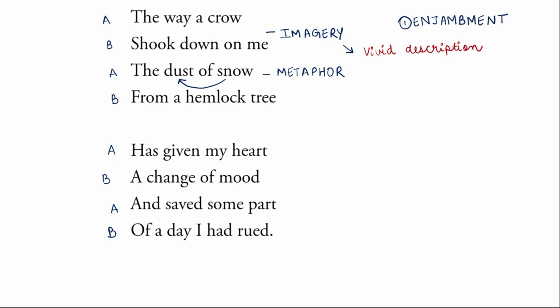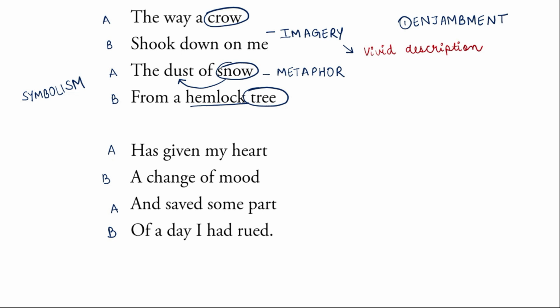From a hemlock tree. Hemlock is a very poisonous plant which has poisonous white flowers. So the crow, the snow, and the hemlock tree, there is symbolism used here. They symbolize something. What does it symbolize? I'm going to discuss that in detail later.